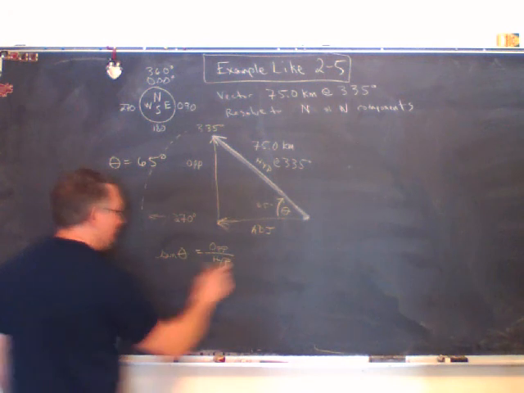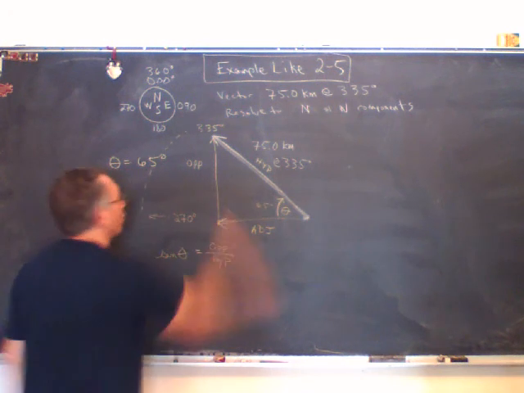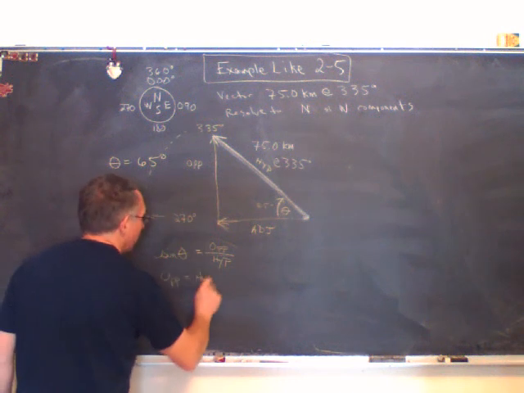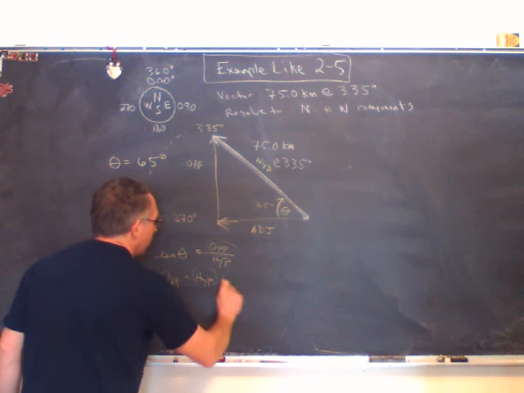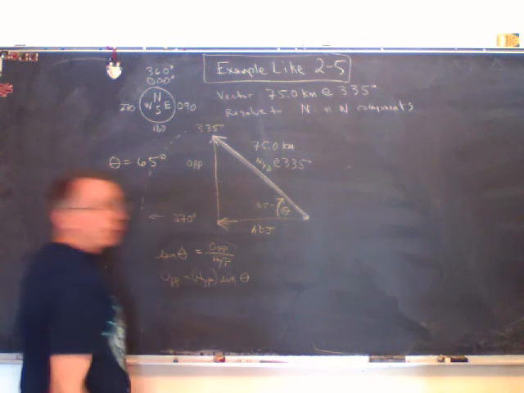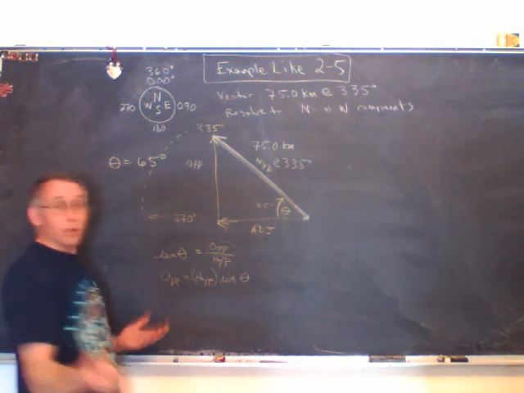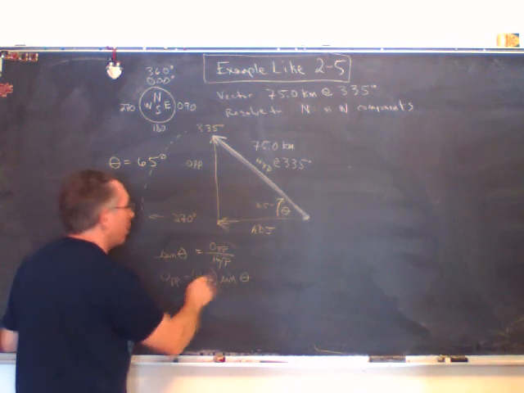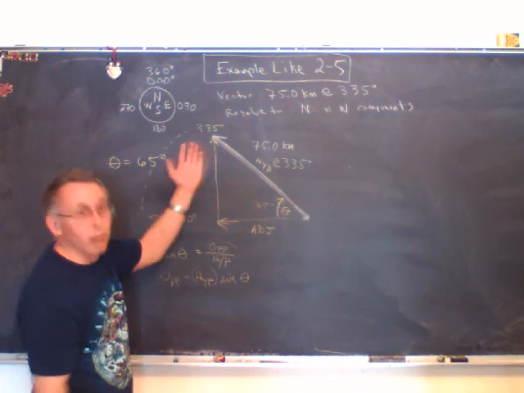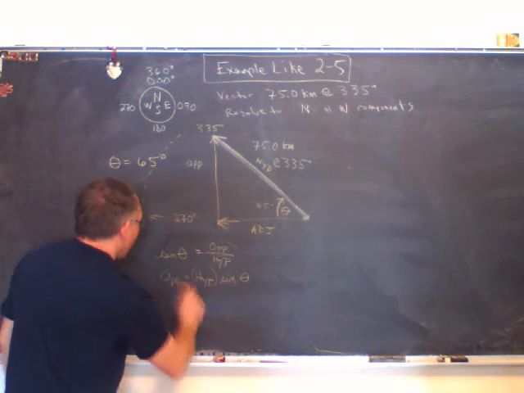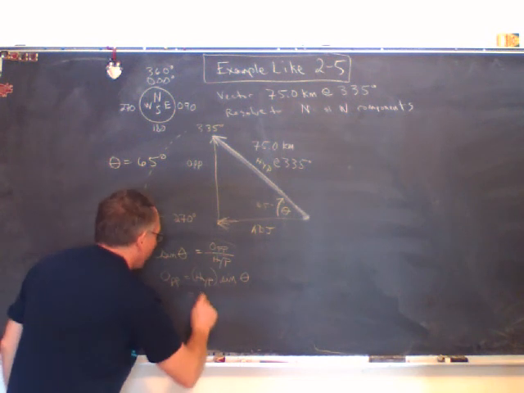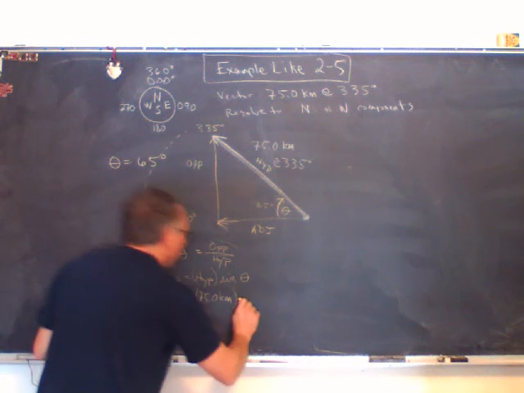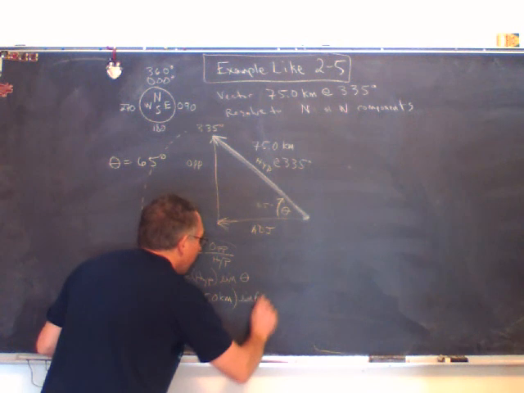That means the opposite side, which is what we're solving for over here, is equal to the hypotenuse times the sine of theta. That's probably how you remember it from math when you're doing the unit circle and stuff, where this value is hypotenuse times the sine of theta, and the hypotenuse would be the radius in the unit circle. We know the hypotenuse is 75.0 kilometers, times the sine of 65 degrees.